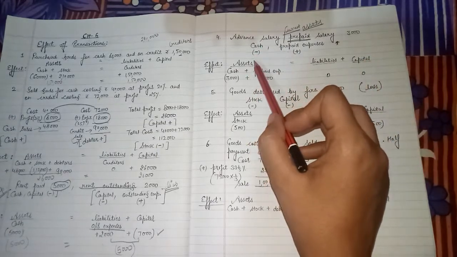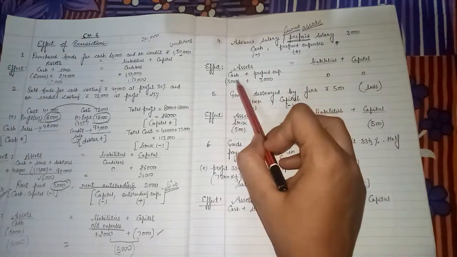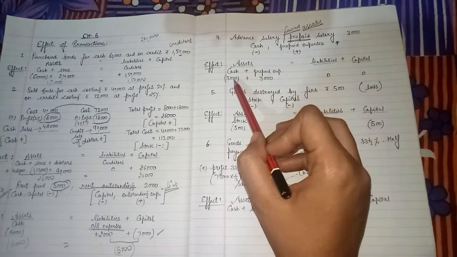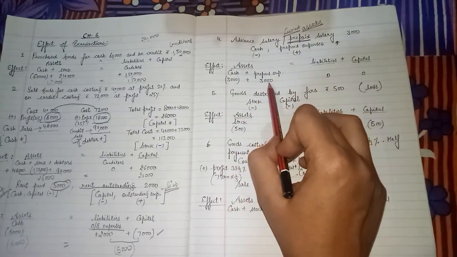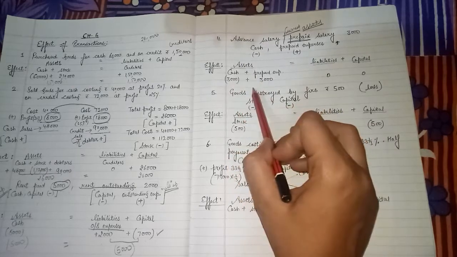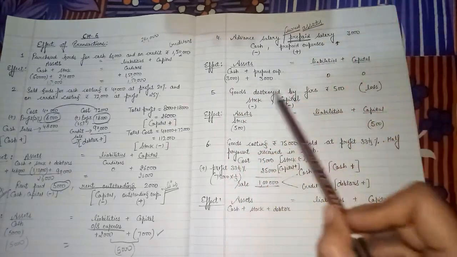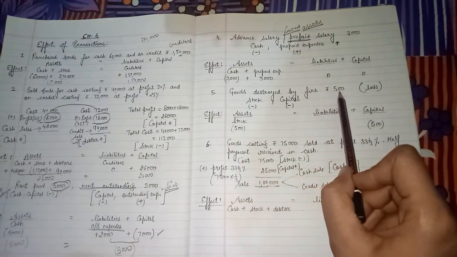See its effect. Assets is equal to liability plus capital. In assets, cash and prepaid expenses, both effects are on asset side. Cash is reduced by 3,000 and assets increased by 3,000. So effect is 0. 0 is equal to 0. Clear? See next. Goods destroyed by fire, rupees 5,000.